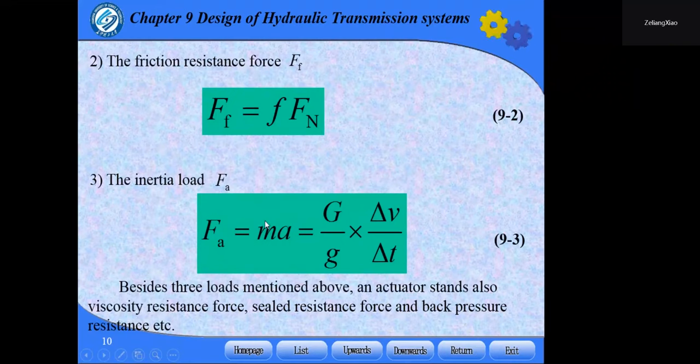The inertial load FA equals mass multiplied by acceleration, that is, the increase of the velocity, the speed change, so we see the acceleration. So the motion load and weight are the three loads of motion on the actuator. There are also the resistance force, the seal resistance force, and the back pressure resistance force.